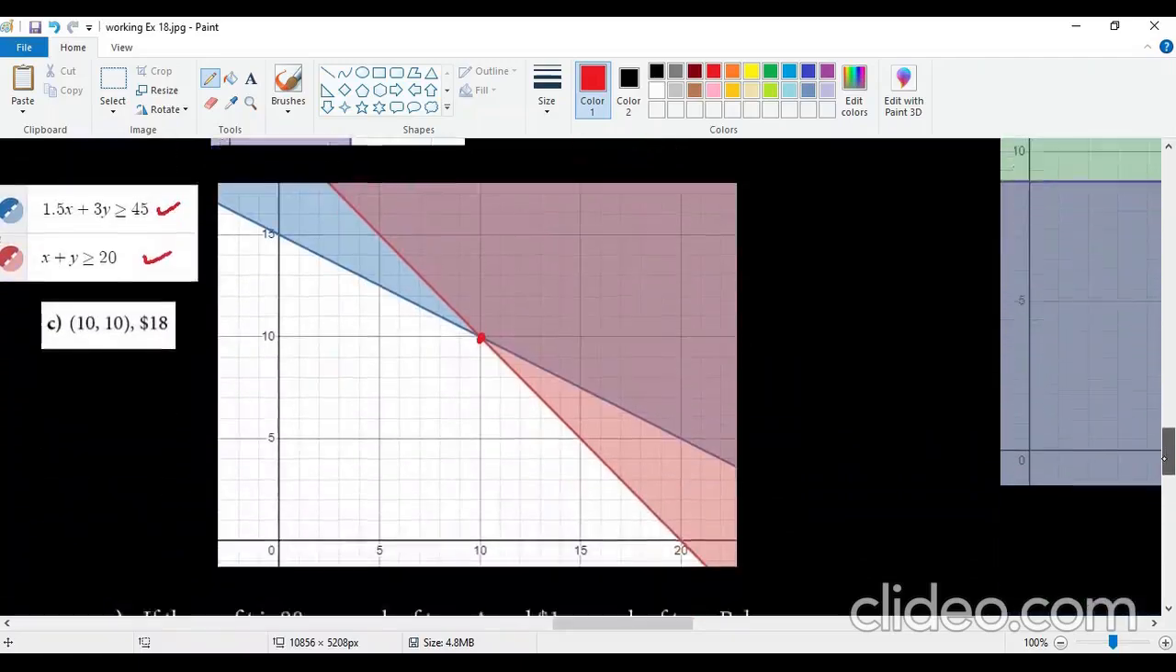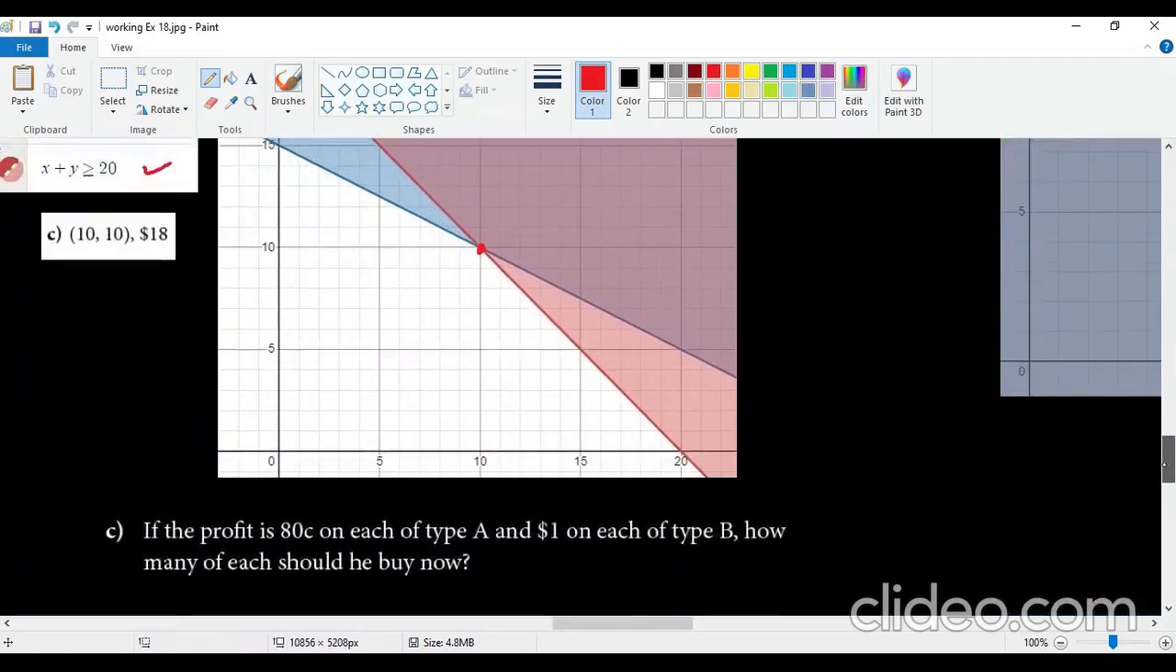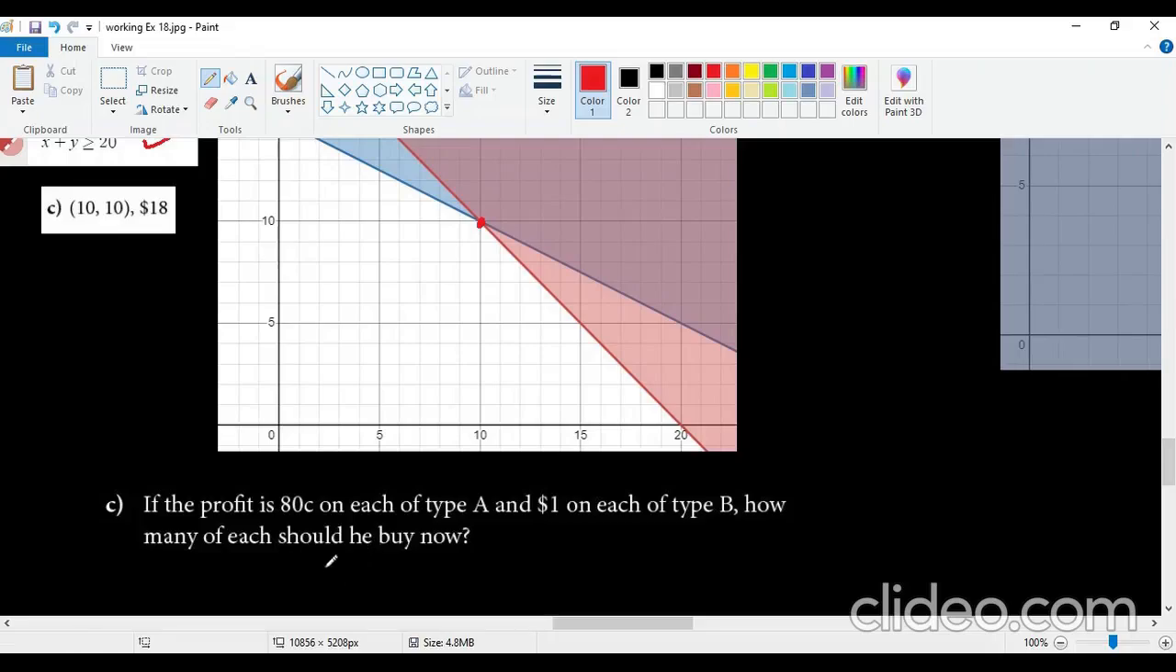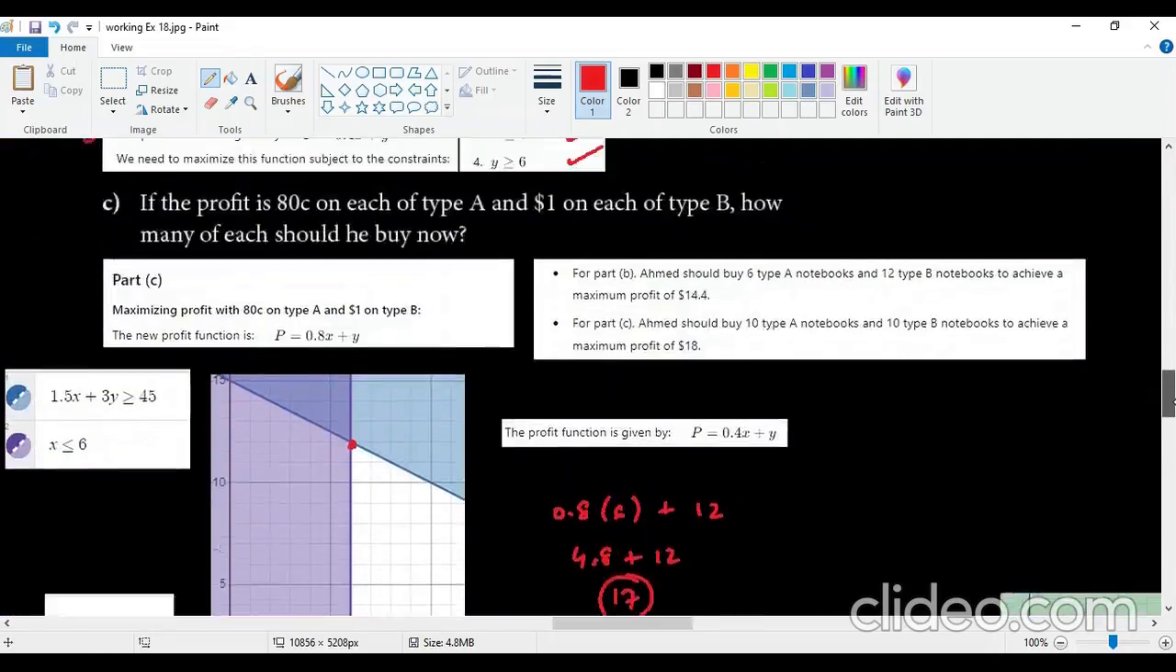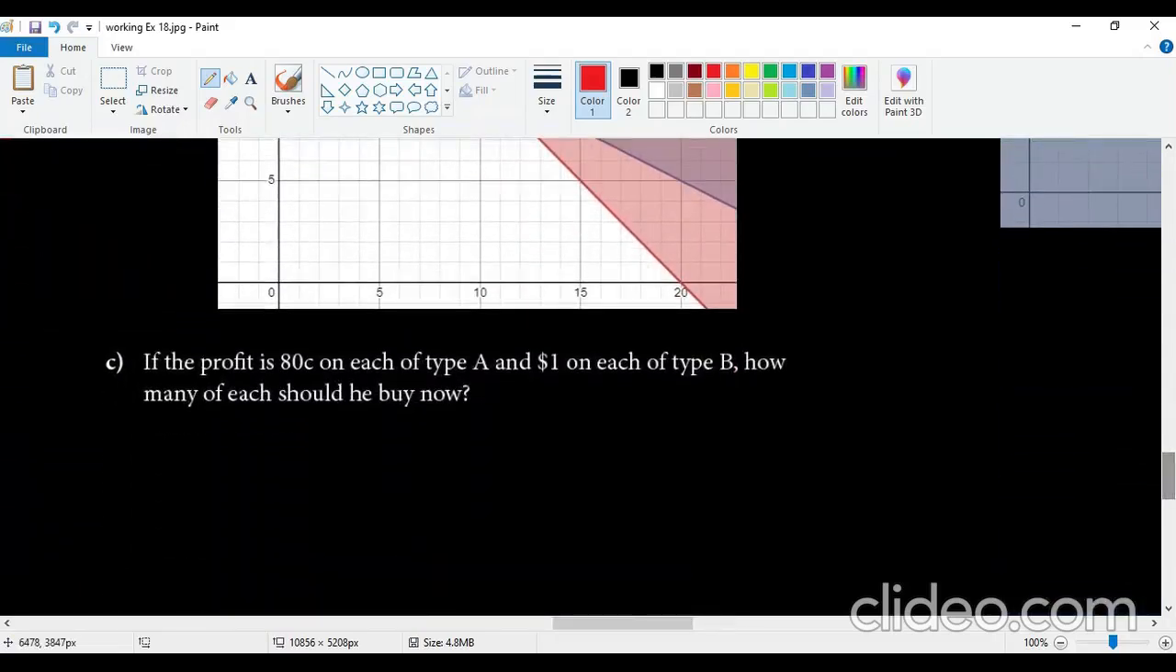So once we put all these calculations in here, for the last one saying 80 cents, that means 0.8, and of 10 type plus 1 multiplied by 10, it's going to give us 8 plus 10, which is going to give us 18. 18 as the answer.